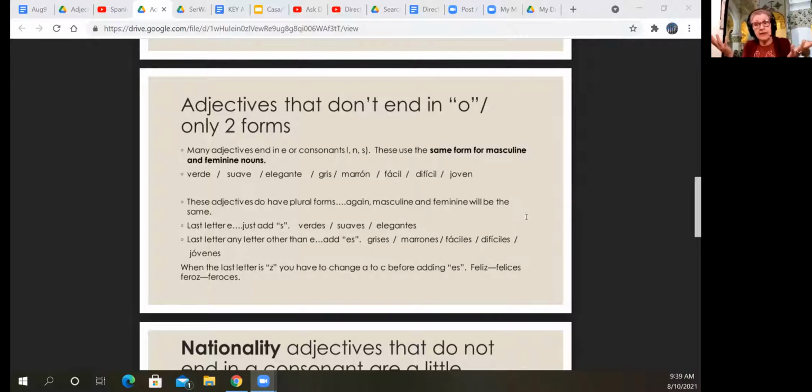I mean, anything that isn't an O, if that's the last letter of the adjective, you'll use the same form for masculine, the same form for feminine. All you worry about is making them plural, meaning you add an S or an ES. Okay, so not too bad.